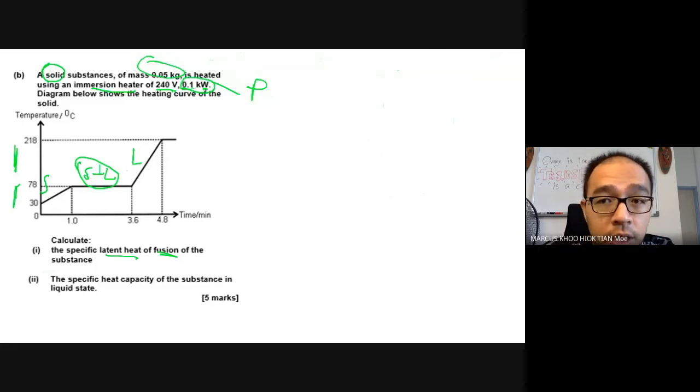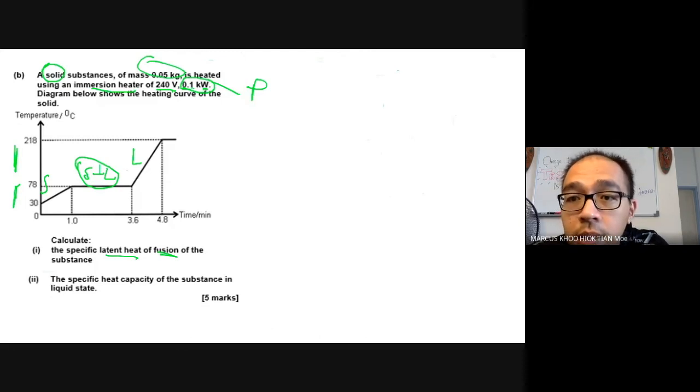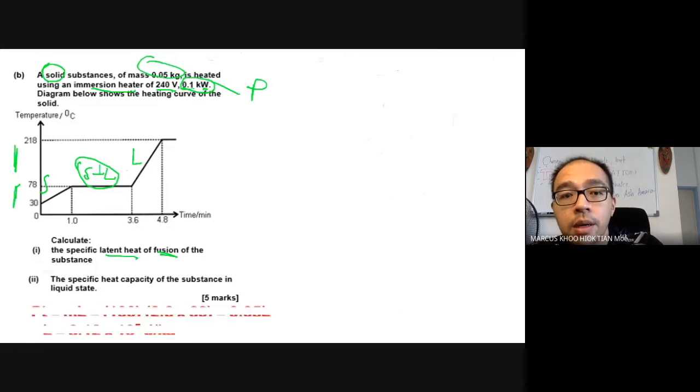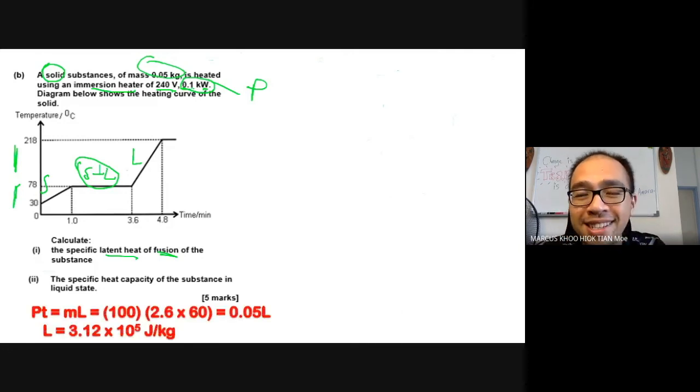312,000 joules per kilogram. Can you explain how you got that, please? 100 times 156 times 0.05. Oh, okay, correct. It's 312. I'm just wondering where you got the 156 from, but it's probably because of the 2.6 times 60 minutes. Yeah, 2.6 and 60 is 156. Okay, fine. 312,000 joules per kilogram.